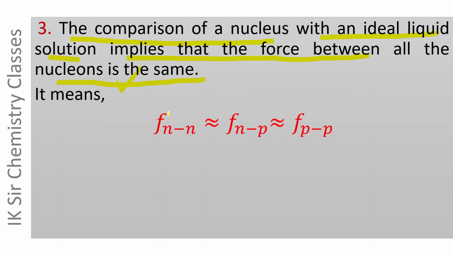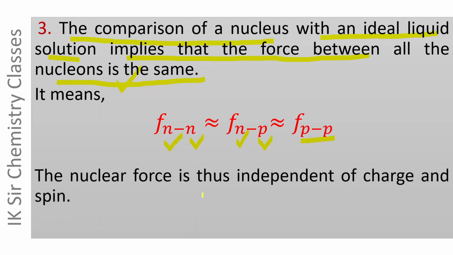It means the nuclear force acting between neutron and neutron is approximately equal to that acting between neutron and proton, and it is again approximately equal to the nuclear force acting between two protons. The nuclear force is thus independent of charge and spin. Neutron interacts with the same strength as proton, and thus nuclear force does not depend upon charge and spin.